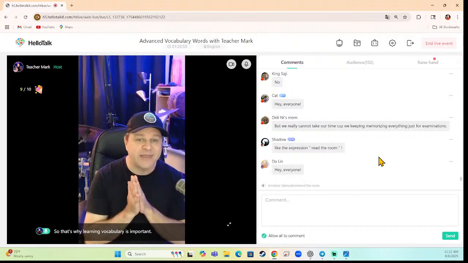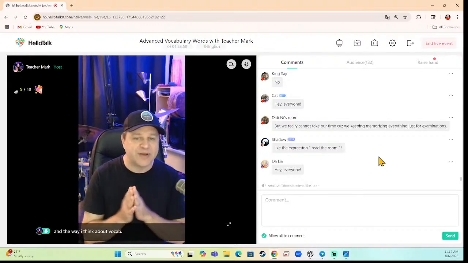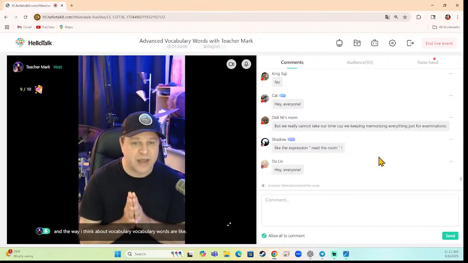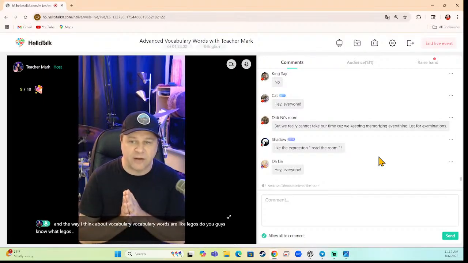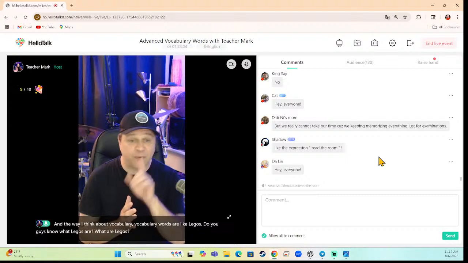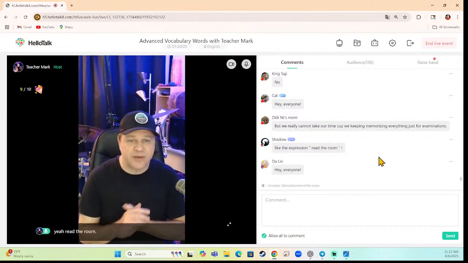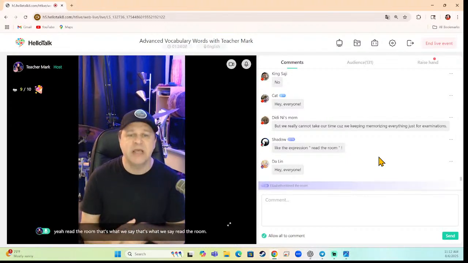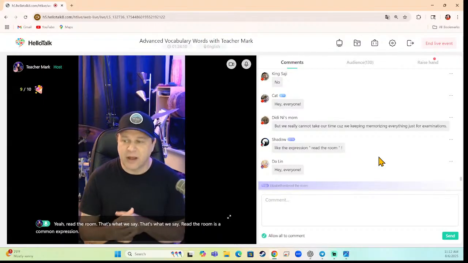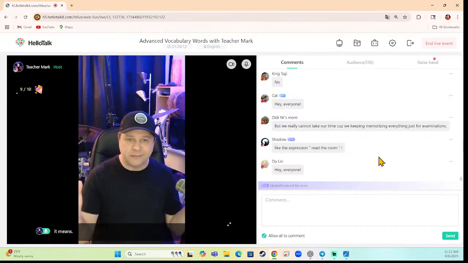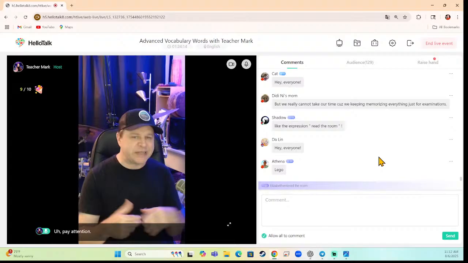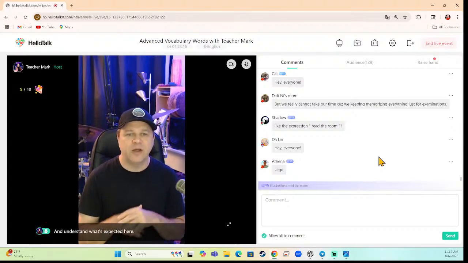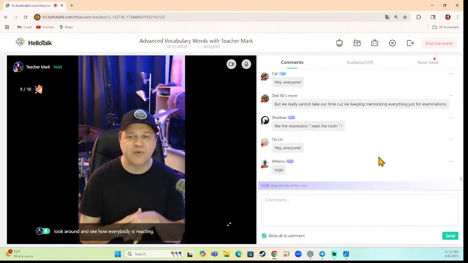And the way I think about vocabulary words is like Legos. Do you guys know what Legos are? Yeah, read the room. That's what we say. Read the room is a common expression. It means pay attention and understand what's expected here. You know, look around and see how everybody is reacting. That's what read the room means.